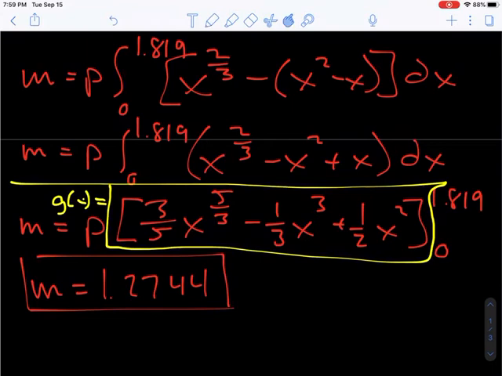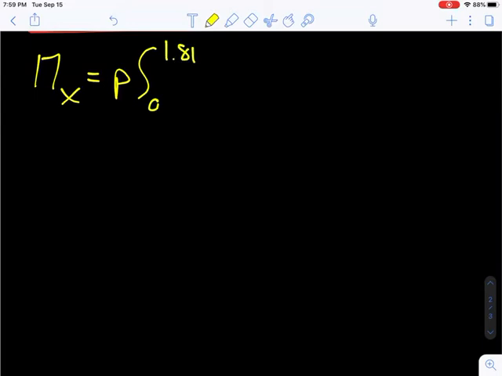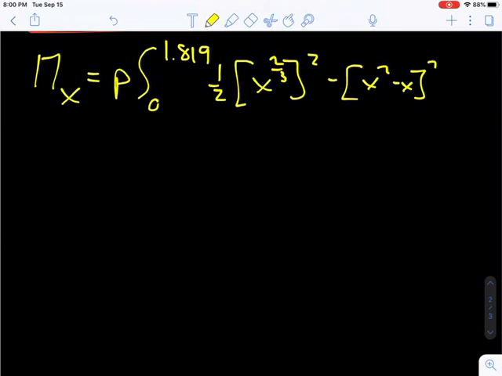All right, the next thing that we need to do is find m sub x next. So that's rho times the integral from 0 to 1.819. And so this function is going to be 1/2 times f of x squared, which is x to the 2/3 squared minus (x squared minus x) squared dx.